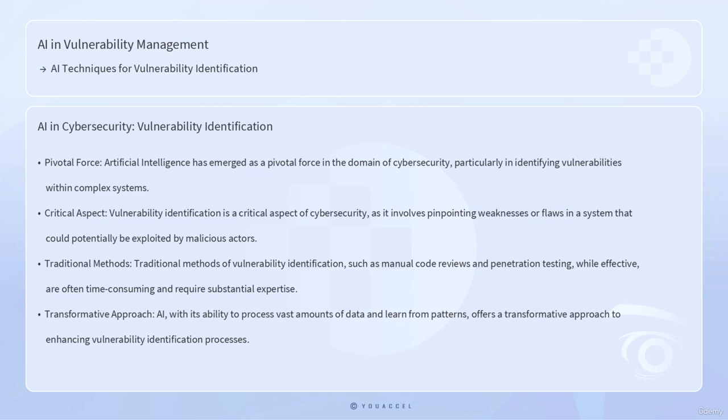Vulnerability identification is a critical aspect of cybersecurity, as it involves pinpointing weaknesses or flaws in a system that could potentially be exploited by malicious actors. Traditional methods of vulnerability identification, such as manual code reviews and penetration testing, while effective, are often time-consuming and require substantial expertise. AI, with its ability to process vast amounts of data and learn from patterns, offers a transformative approach to enhancing vulnerability identification processes.